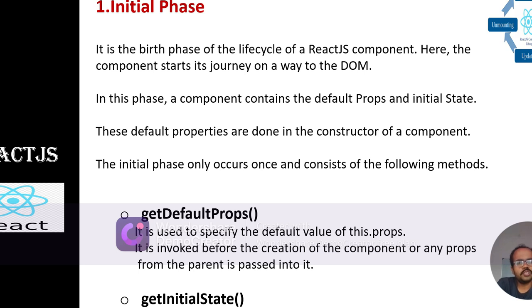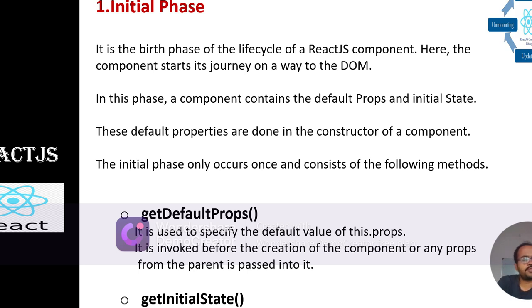Here, the component starts its journey on the way to the DOM. First, it will get the default props. If you have any properties, it will get the default property values. Then get initial state. For example, I'm going to declare a count variable as an initial variable. The initial value of the count is 0. What is a state? I will discuss that in later classes. A state is for keeping track of something.